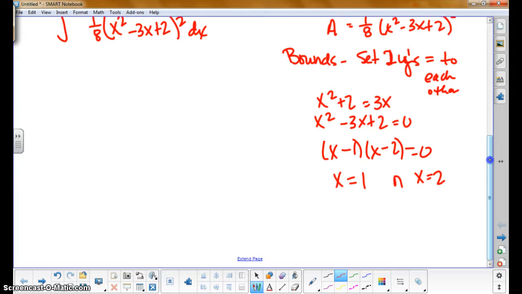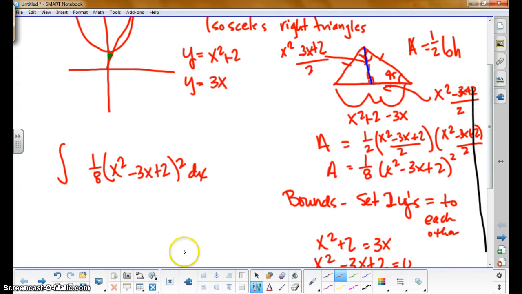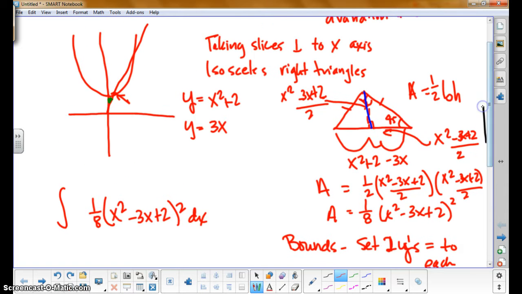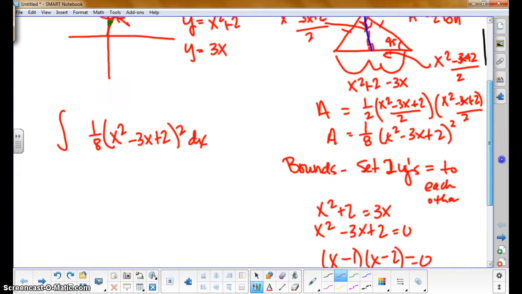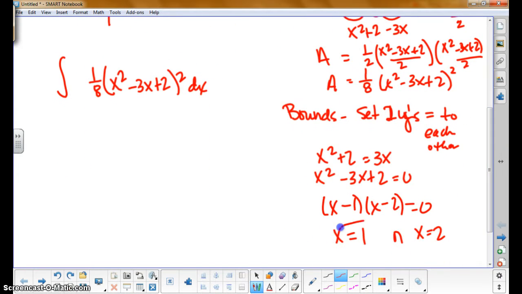And since our bounds are with the x-axis, then we've got to choose that little wedge. So we've got to choose this point, which is, of course, x is equal to 1. So x is equal to 2, of course, is the other location where those two curves cross. Okay, so our upper bound of integration is going to be 1, and our lower bound of integration is going to be x is equal to 0.